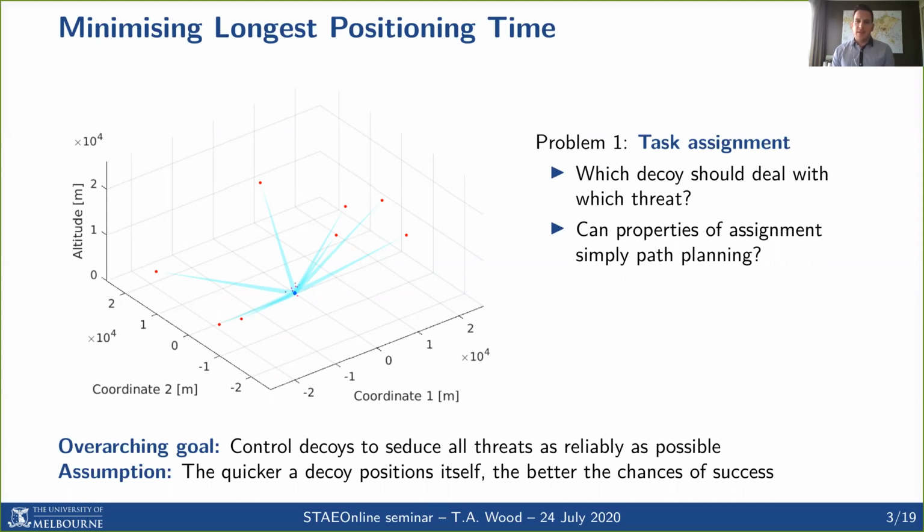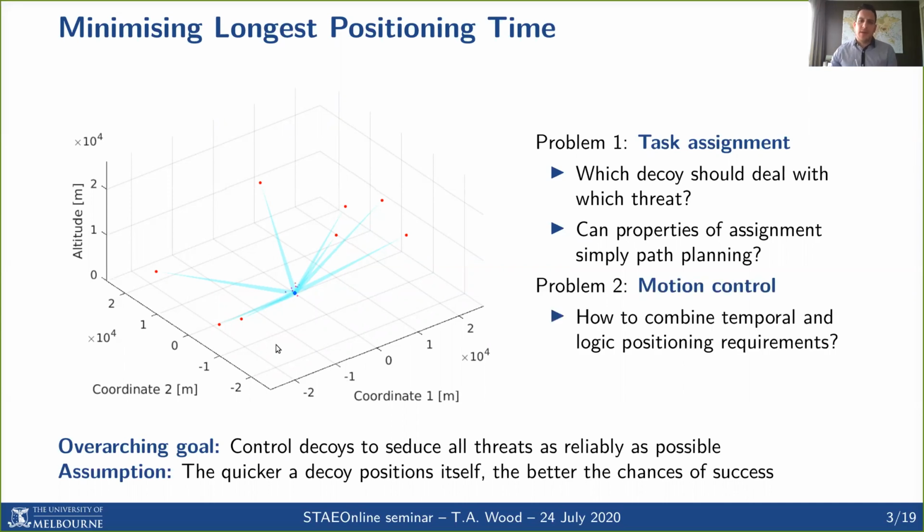And so ideally the overall goal is to minimize the longest positioning time. As this happens in parallel, the longest positioning time will be the overall time it takes to deal with all the threats. So that's the main objective of the assignment problem. But we also want to investigate if a particular choice of assignment may give us properties that can facilitate the path planning in the second step.